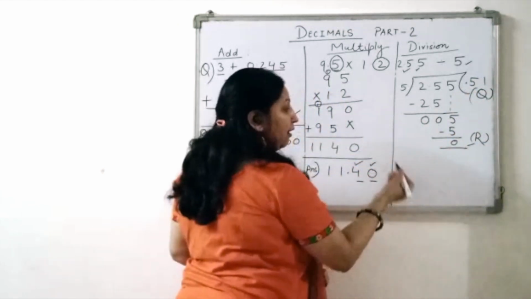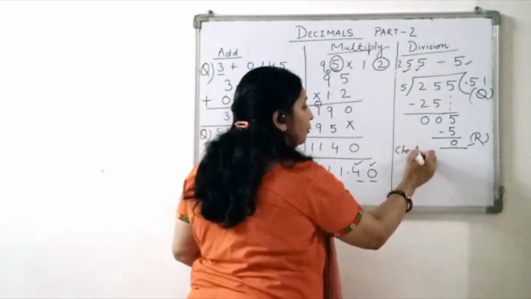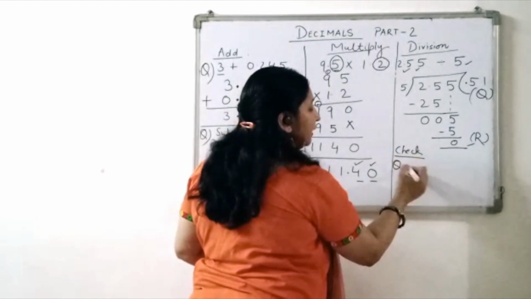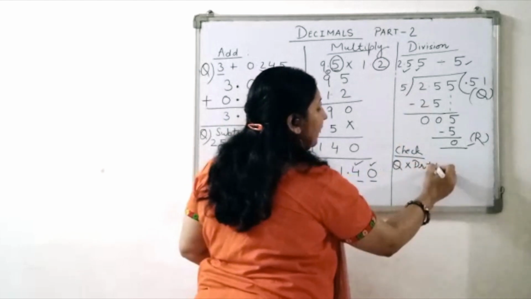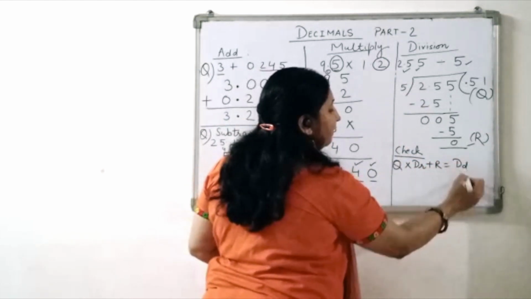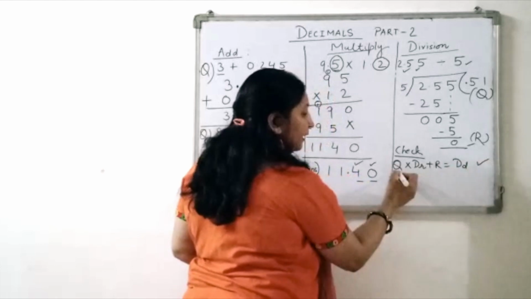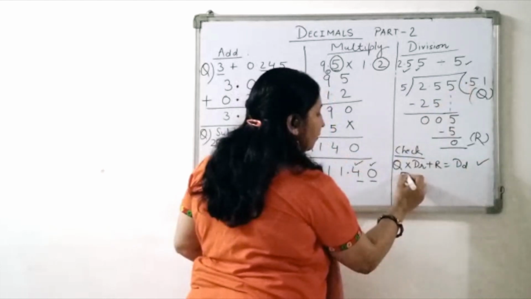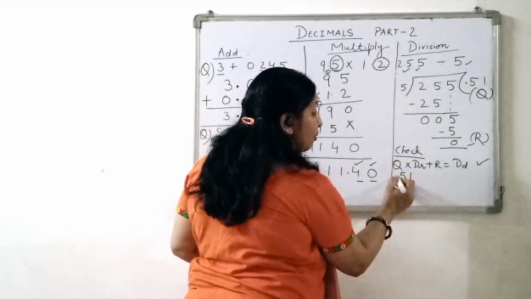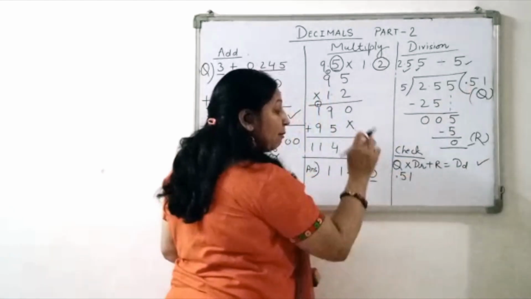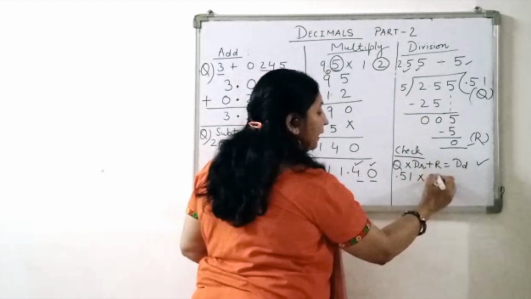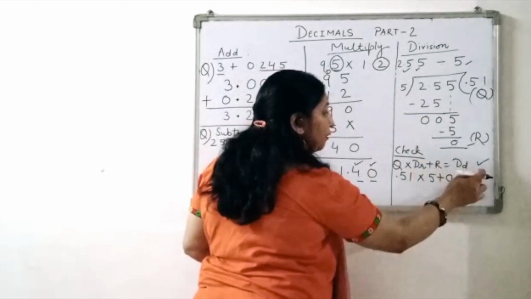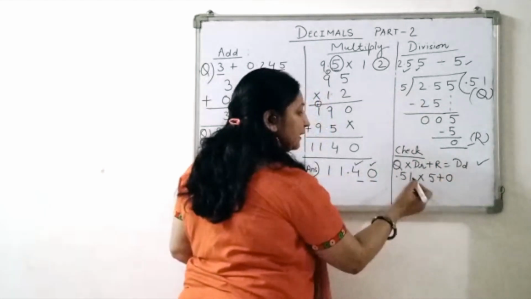Yes, and now how to check your answer? You know that when you multiply your quotient with your divisor and add the remainder, if you get your dividend, it means your answer is correct. So here your quotient is 51, but the point is there. Now how to read it? 0.51 is to be multiplied by 5 and add 0. If you get your dividend, it means your answer is correct.